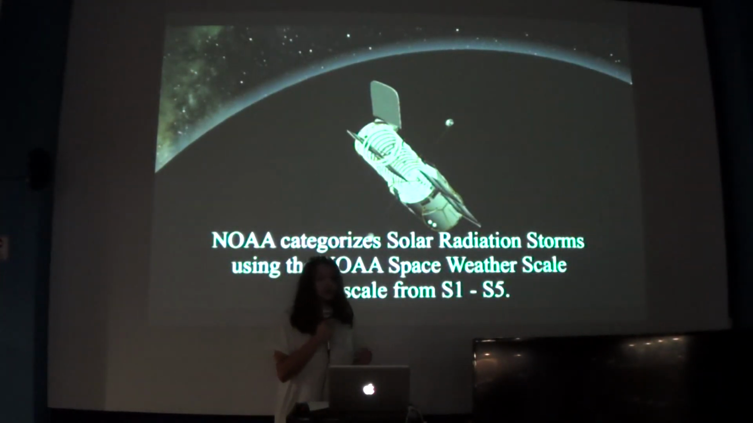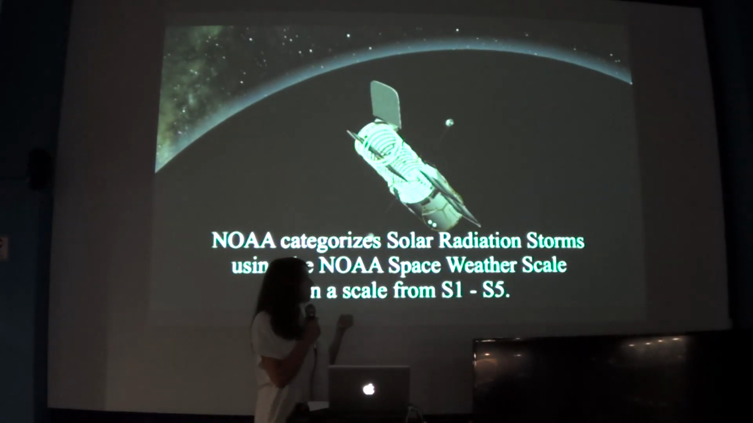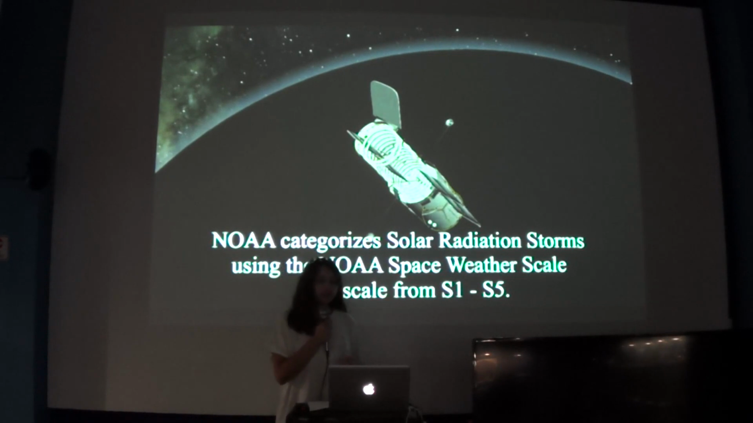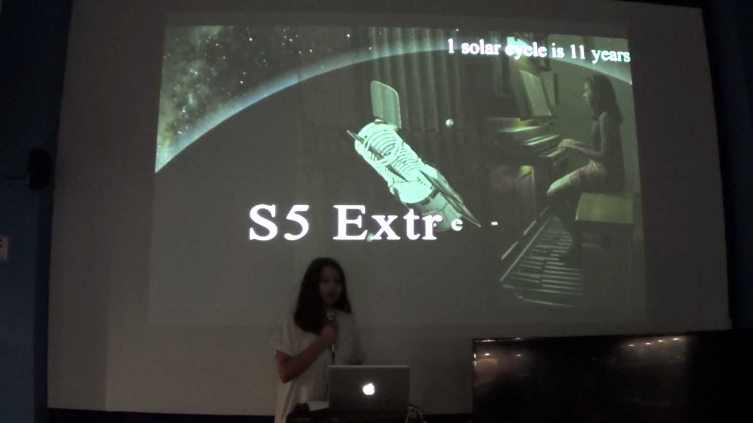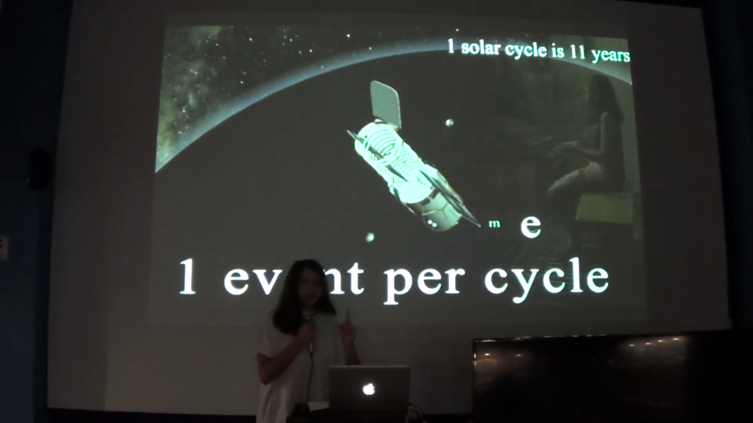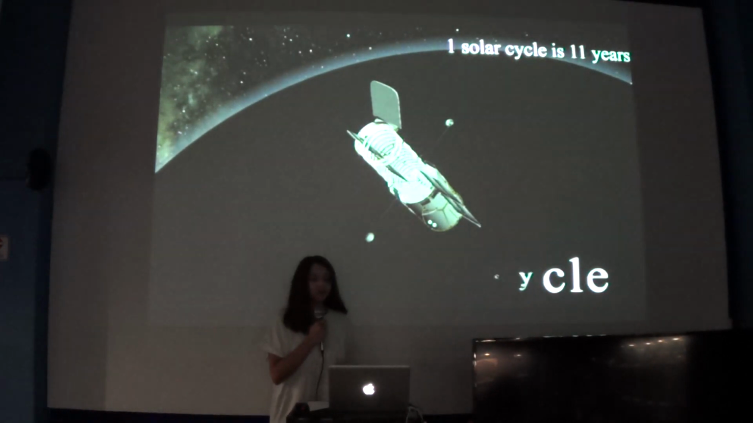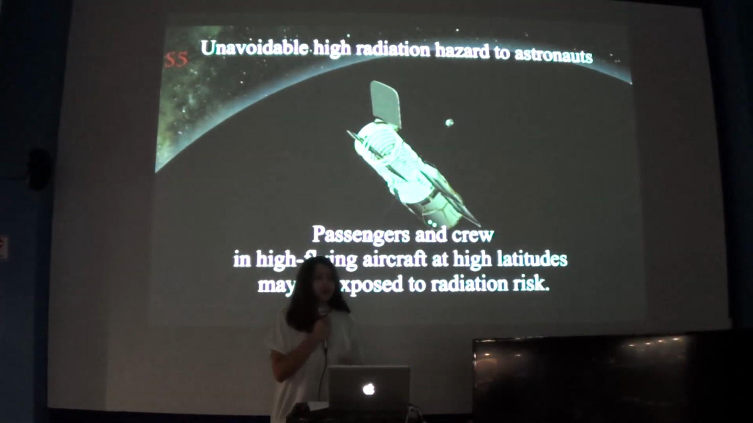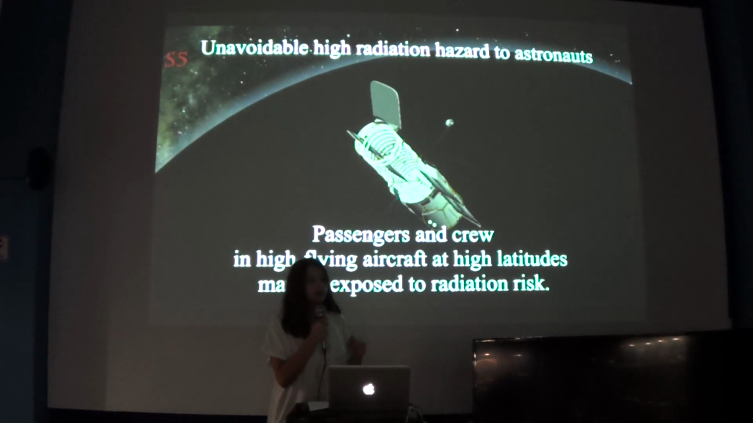Solar radiation storms are classified using a scale from S1 to S5. S5, extreme, one event per solar cycle. Unavoidable high radiation hazard to astronauts. Passengers and crew in high-flying aircraft at high latitudes may be exposed to radiation risk.